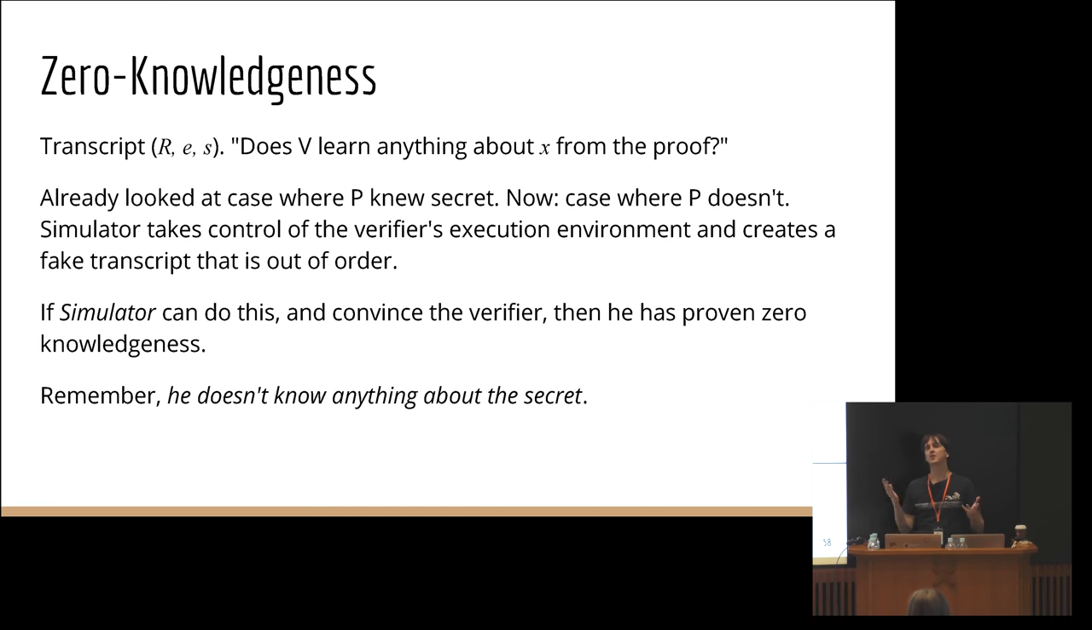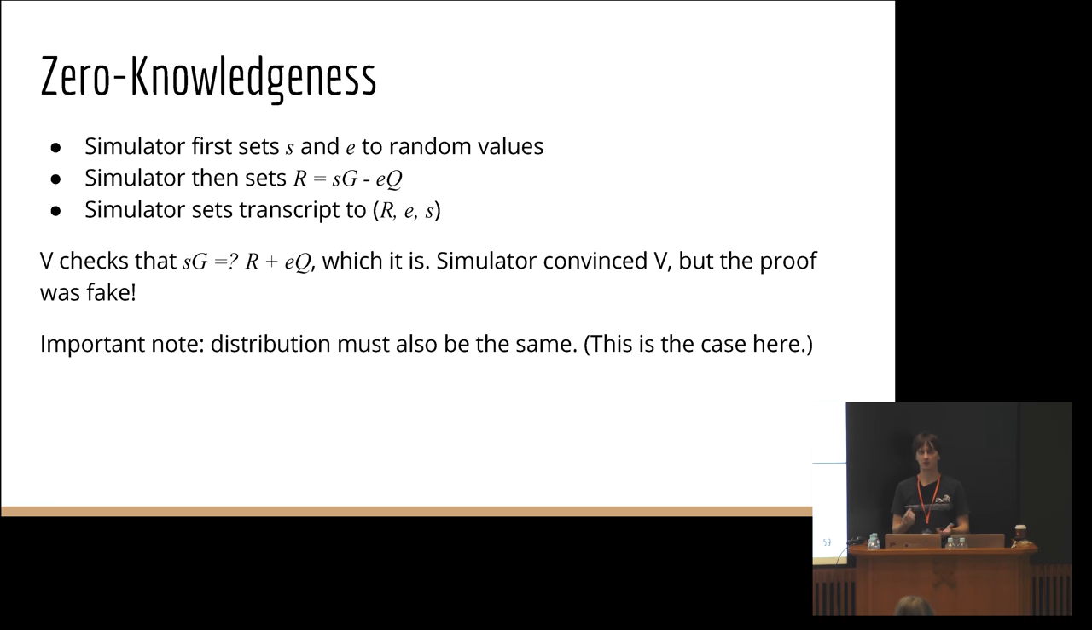So now it's the simulator. I was talking about the simulator. They were the conjurer of tricks, right? Now they're going to take control over the verifier's execution environment, and they're going to be doing stuff with it. They're going to do time leaps. They're going to create this transcript out of order. John Newberg talked about this, but I'm talking about it too, because it's in my slides.